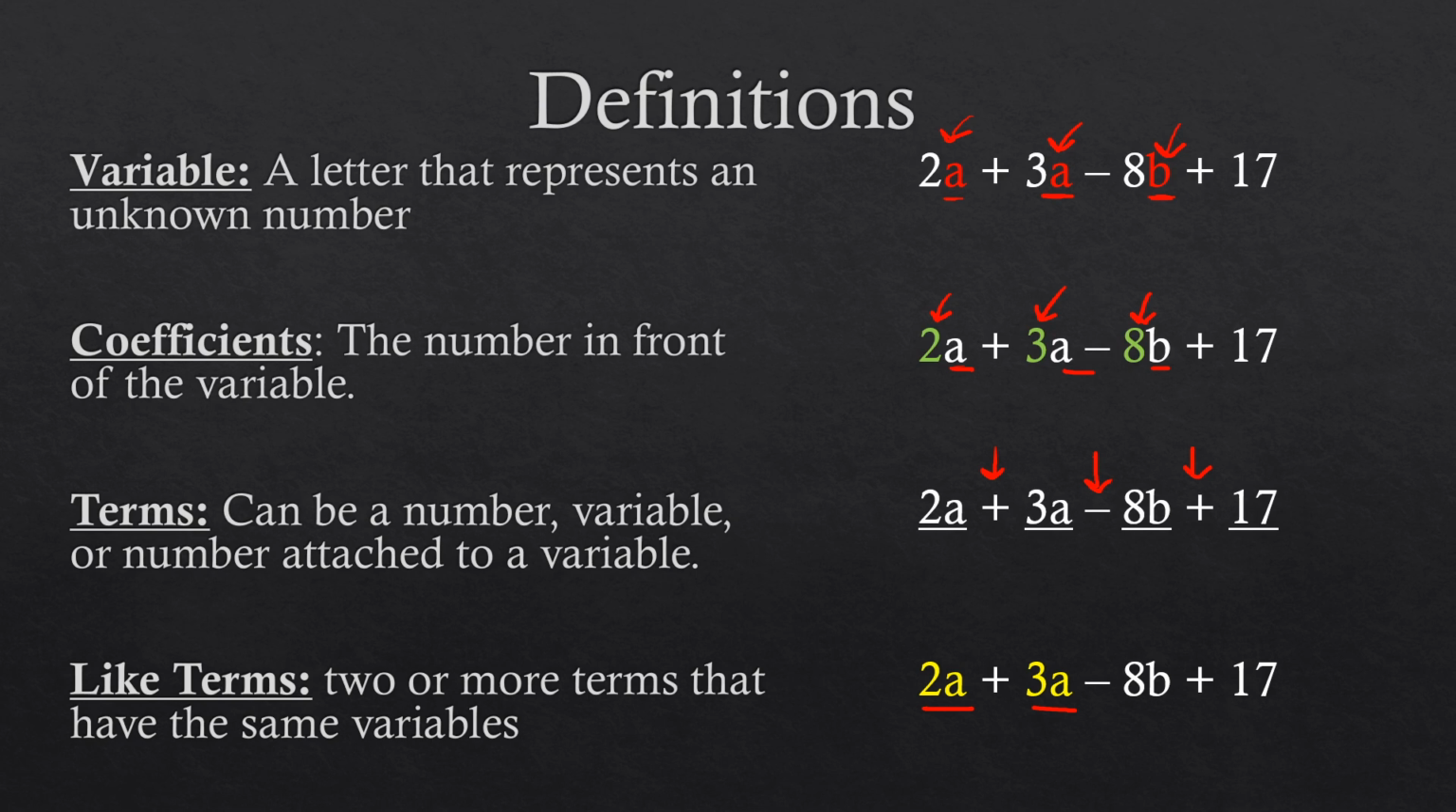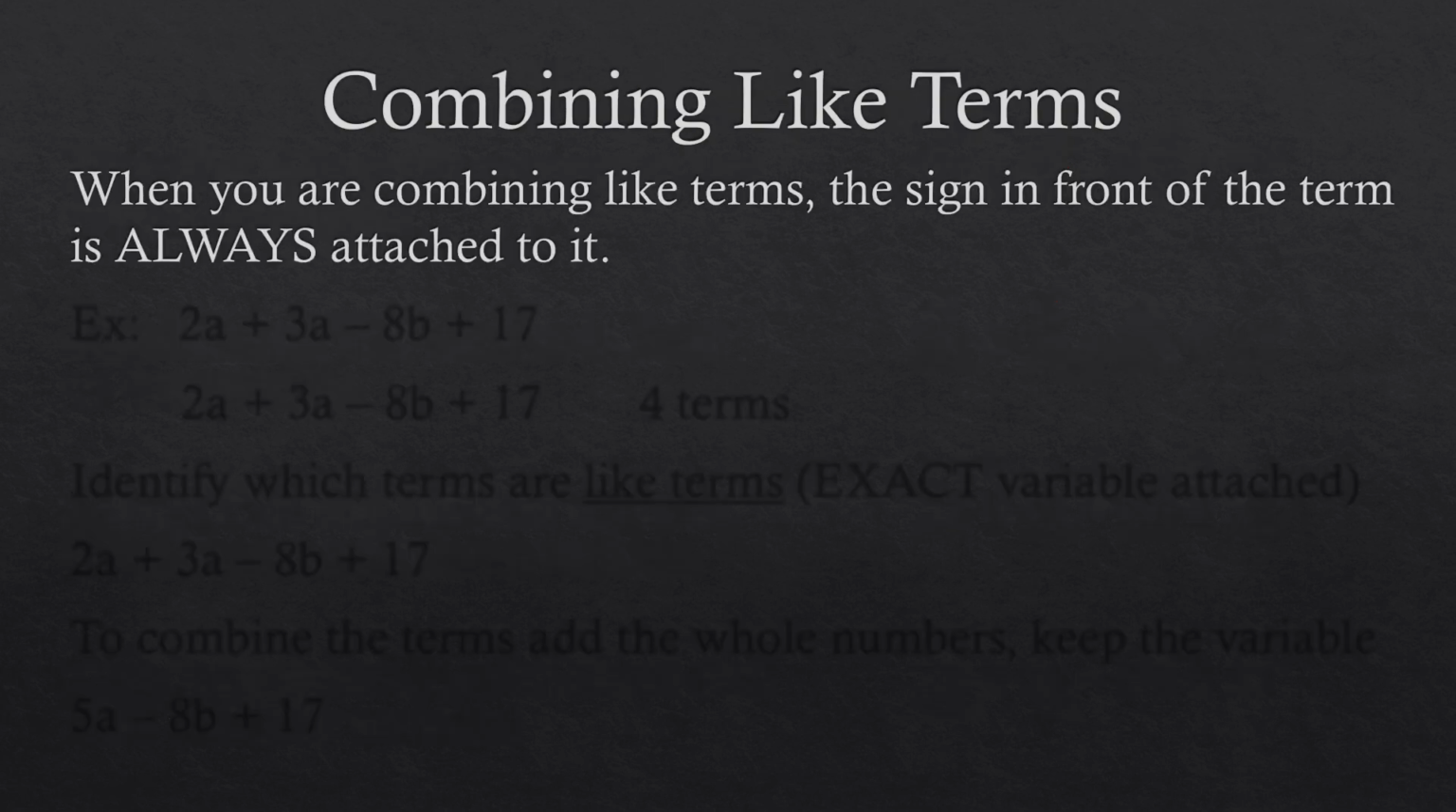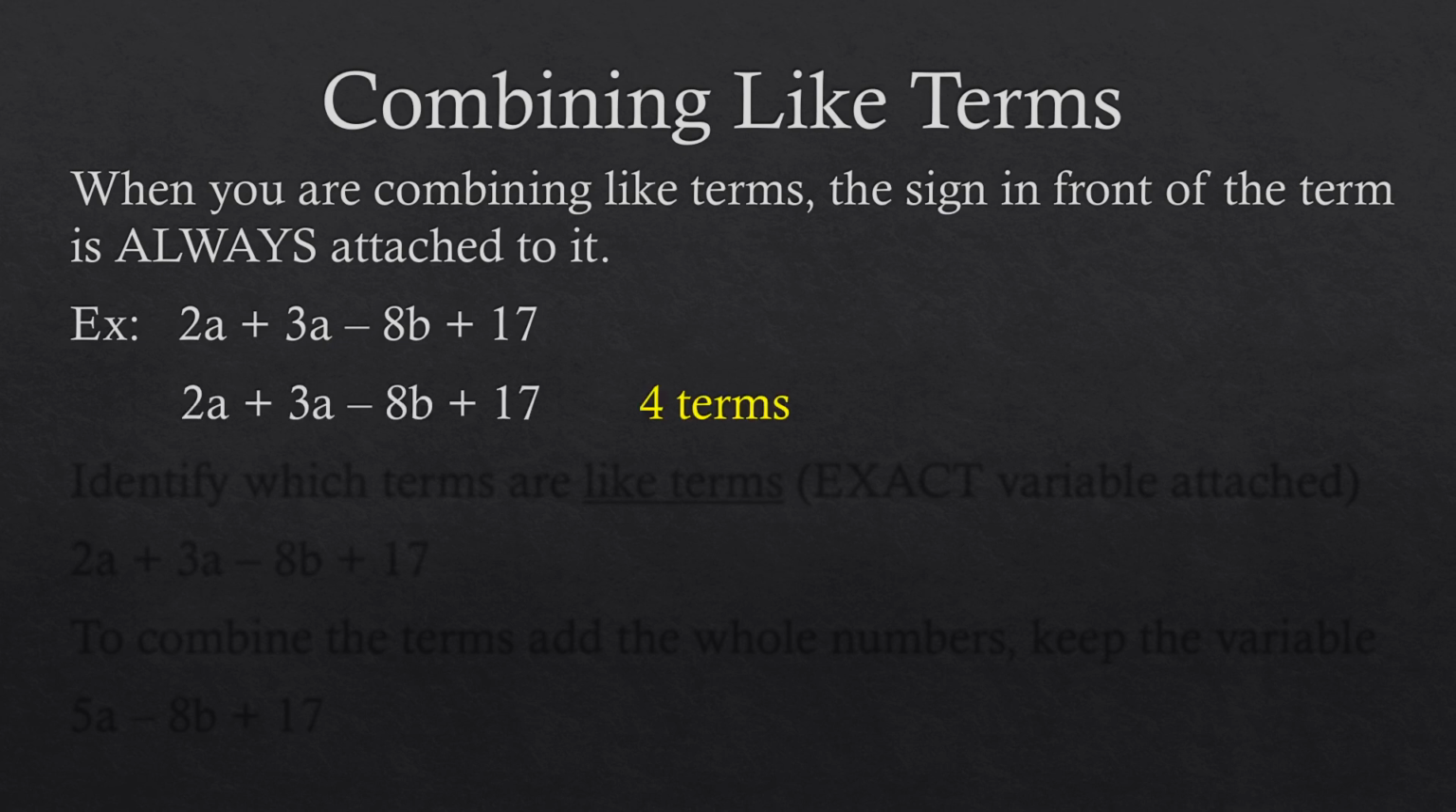And if you remember, this entire lesson is going to be about combining those like terms. So being able to identify which numbers have the same variables attached to them, and then that's going to be our first step when we're combining like terms. Okay, so when you're combining your like terms, the sign in front of your term is always going to be attached to it.